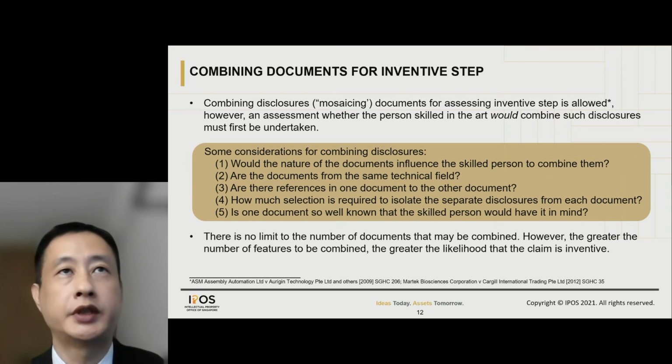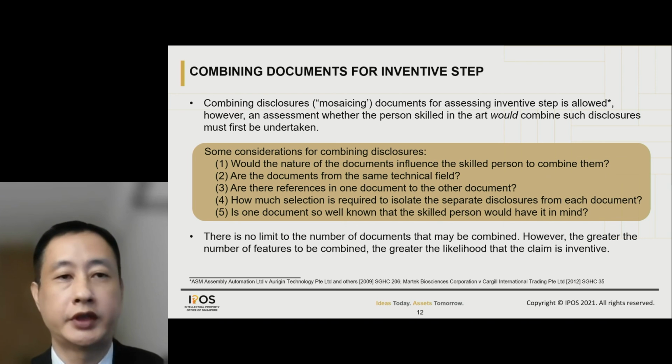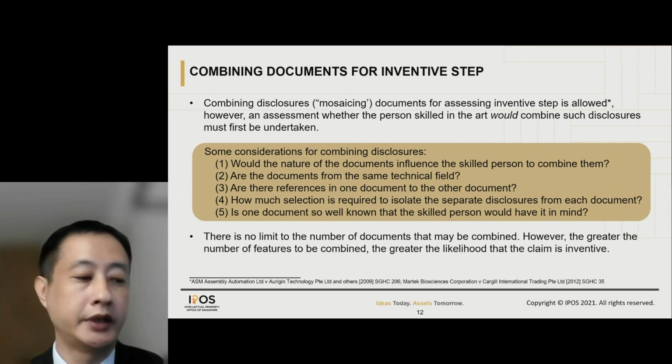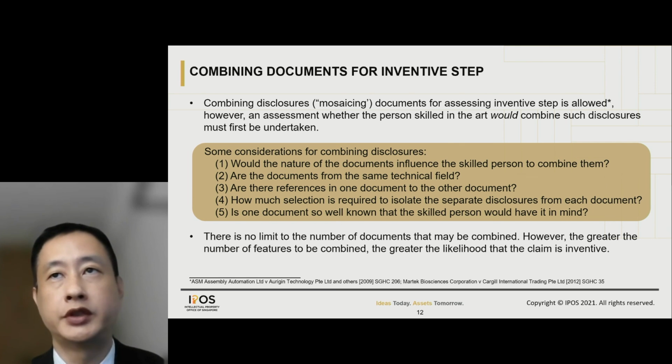Combining documents for inventive step. Combining or mosaicing documents for assessing inventive step is allowed. However, an assessment whether the person skilled in the art would combine such disclosures must first be undertaken. Some considerations for combining disclosures are, first, would the nature of the documents influence the skilled person to combine them? Are the documents from the same technical field? Are there references in one document to the other document? How much selection is required to isolate the separate disclosures from each document? And fifth, is one document so well known that a skilled person would have it in mind?